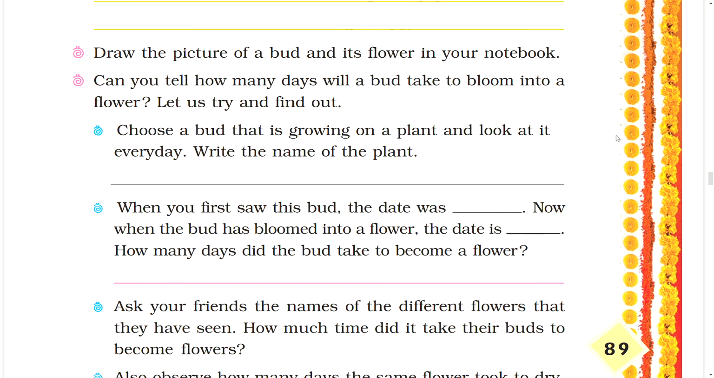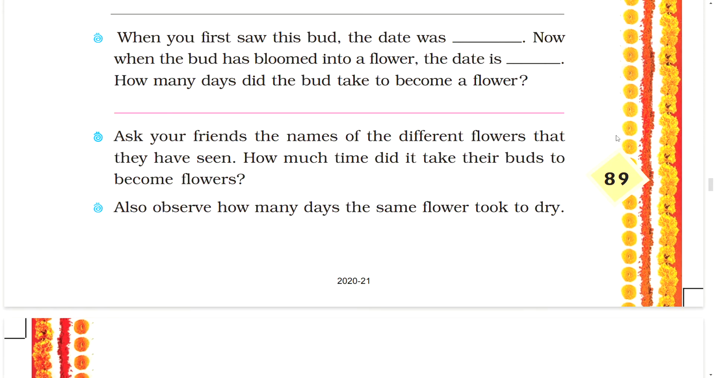Choose a bud that is growing on a plant and look at it every day. Write the name of the plant. When you first saw this bud, the date was dash. Now, when the bud has bloomed into a flower, the date is dash. How many days did the bud take to become a flower? Ask your friends the names of the different flowers that they have seen. How much time did it take their buds to become flowers? And also observe how many days the same flower took to dry. Comment this.